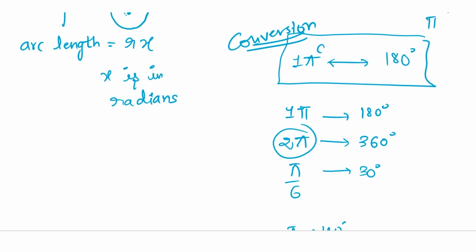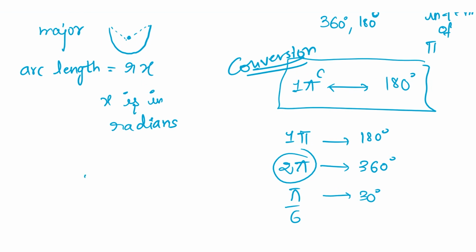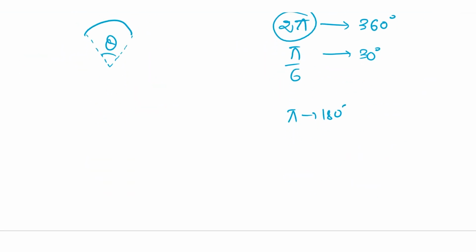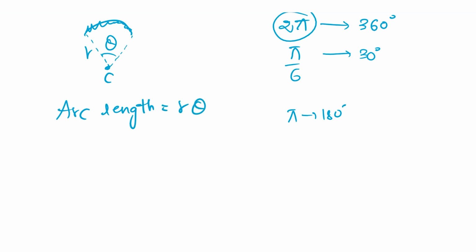So let's say we're talking about an arc. Let's say this arc is making an angle of theta at the center, and the circle has a radius of r. This is theta. Arc length is r times theta. Theta is in what? Is it degrees? No. It is in radians. That is important to remember.